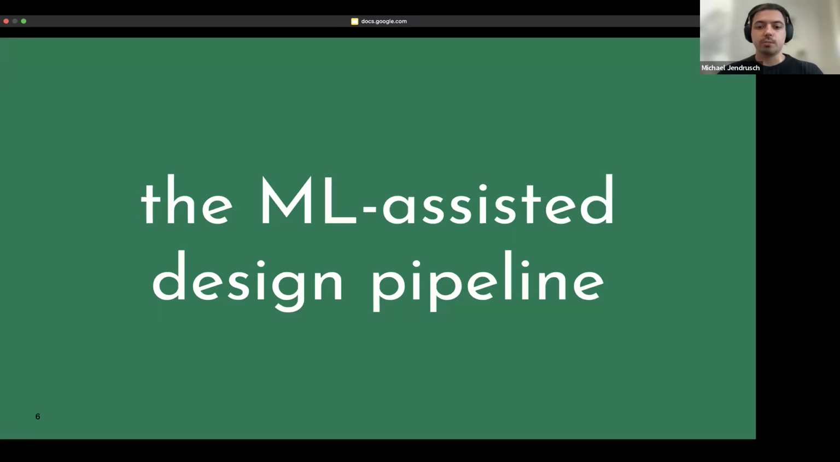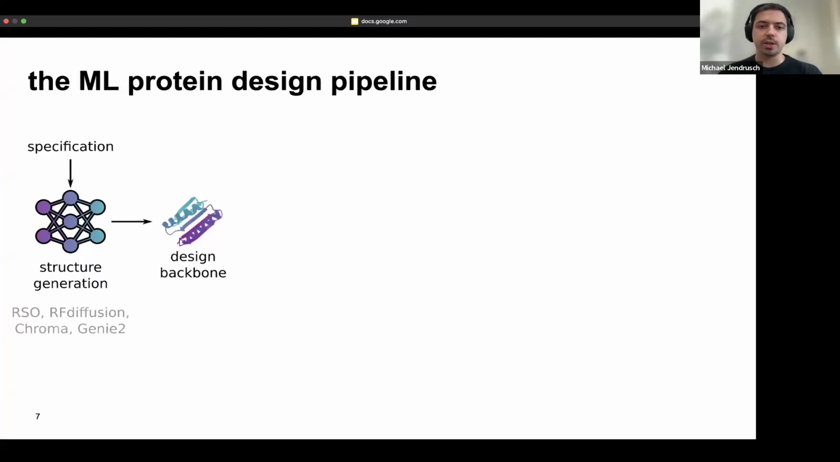All right, so protein design with machine learning. How does this work? In the last couple of years, starting mostly with the release of AlphaFold 2, there's been a development of many different machine learning based tools that do certain things in the process of protein design. And one thing there's currently a lot of models for, which is, I guess, one of the central steps of protein design using machine learning, is protein structure generation.